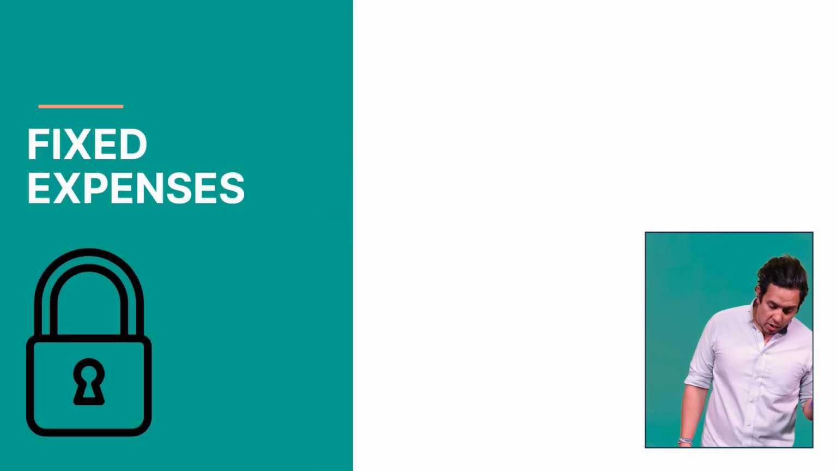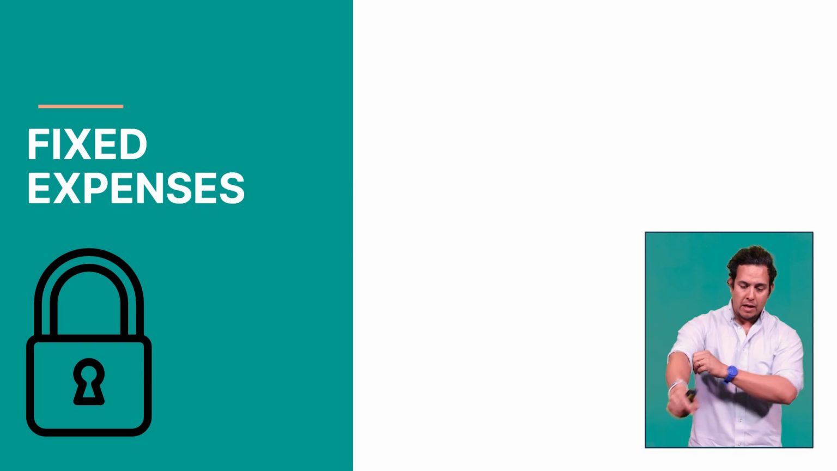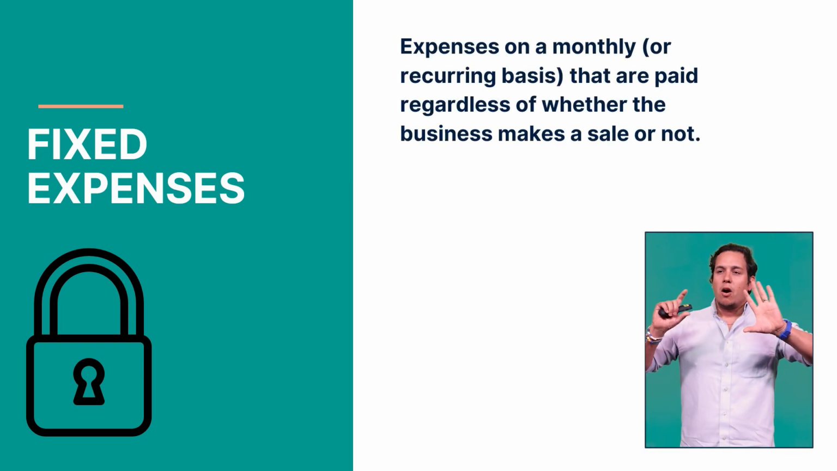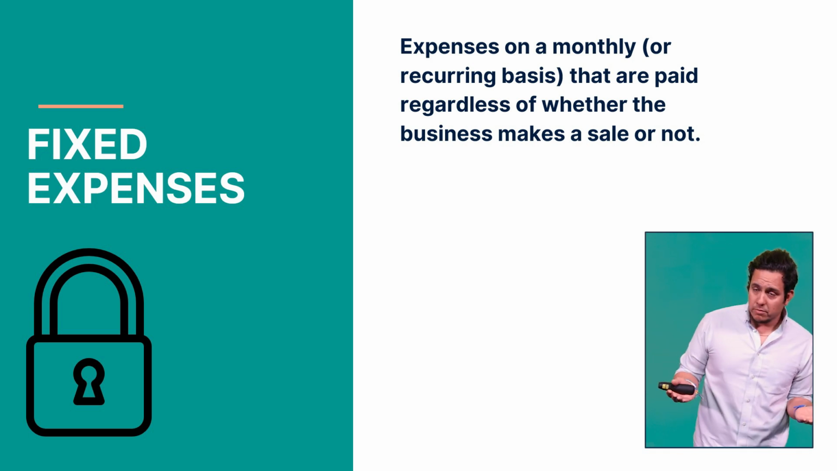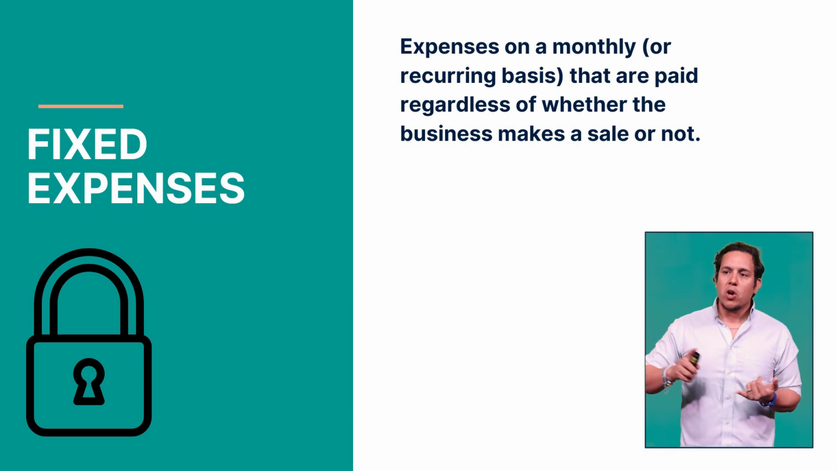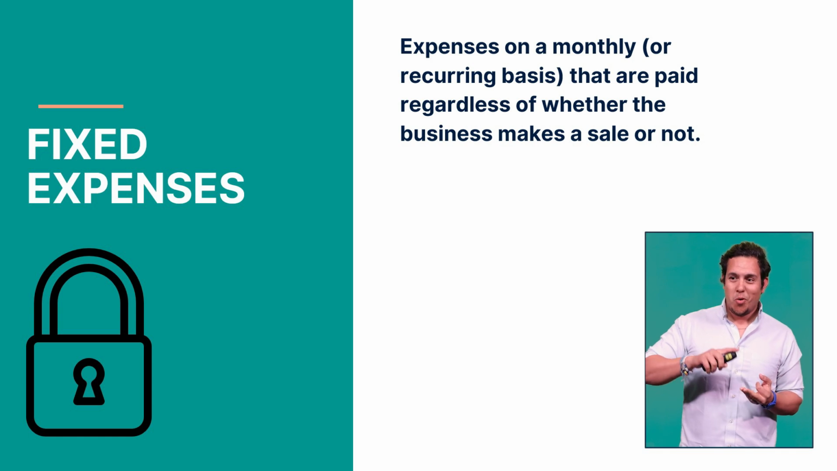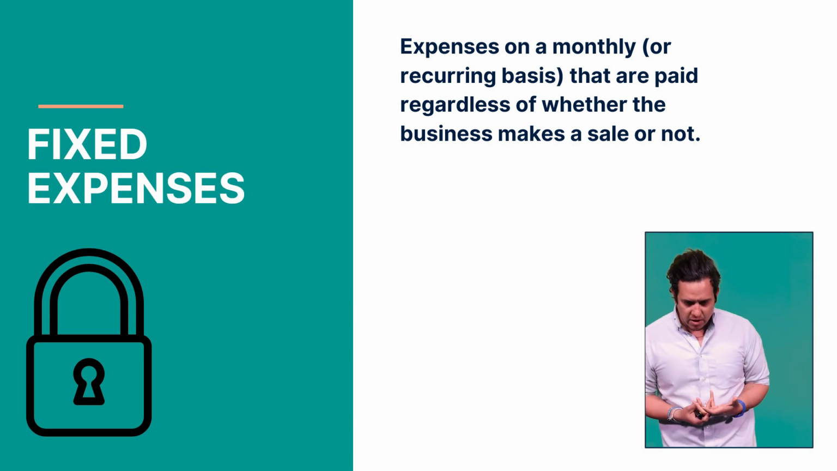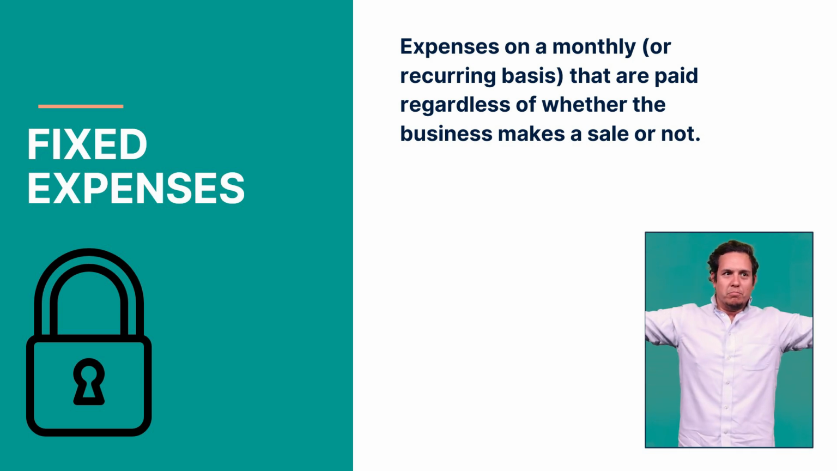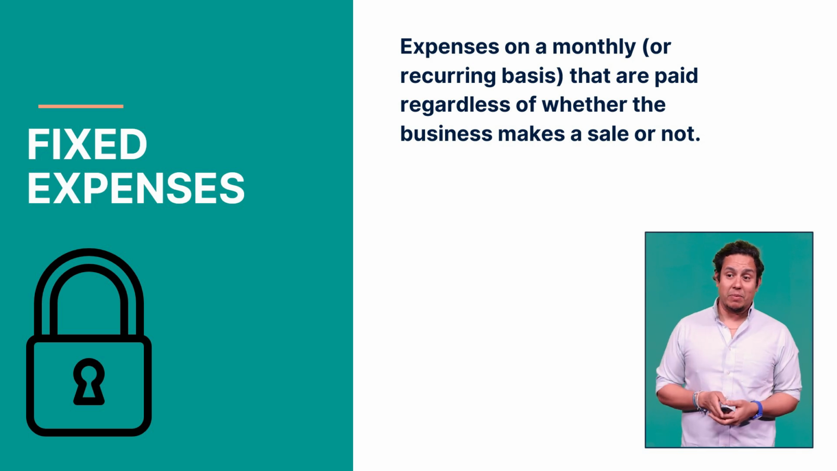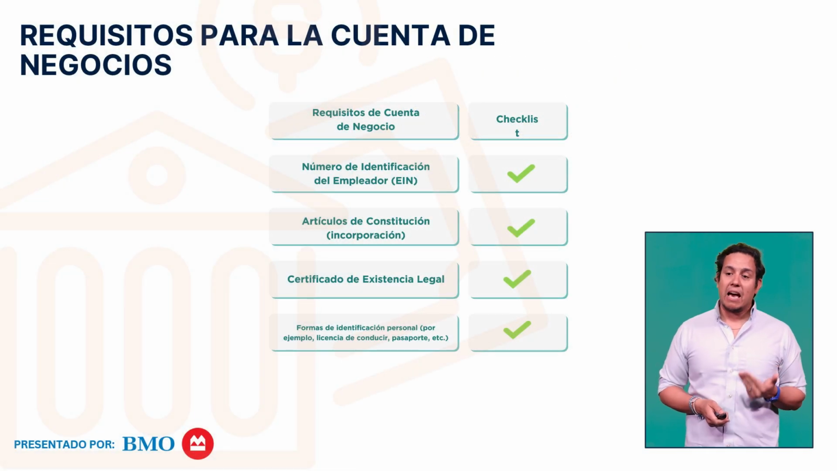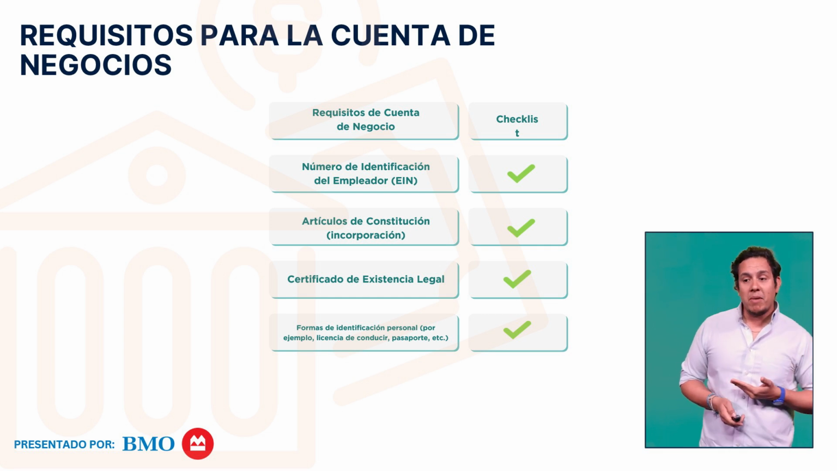Fixed expenses. This is the first type of expense that we're going to explore within this workshop. Fixed expenses are expenses that are on a monthly or recurring basis, that are paid regardless of whether or not we sell. These are expenses regardless of whether the business makes a sale or not. These are things that we have to spend on, whether we're producing or not, to keep things afloat. Examples of these are rent, utilities, insurance, advertising, phone, and some administrative salaries.